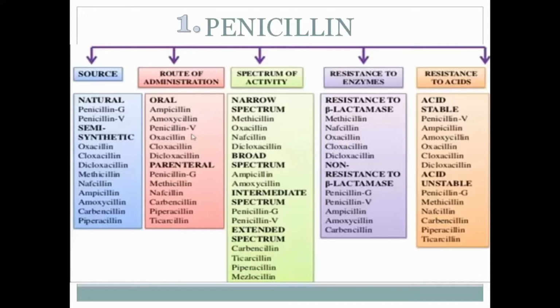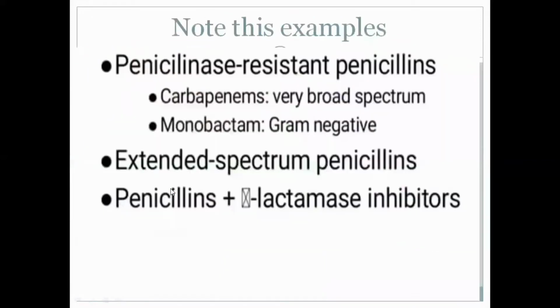Those which are resistant to acid are classified into 2: acid stable and acid unstable. At times they are called acid labile and non-acid labile. Penicillin V, ampicillin, amoxicillin, oxacillin, cloxacillin, and dicloxacillin are the acid stable types of penicillins. The acid unstable includes penicillin G, methicillin, nafcillin, carbenicillin, piperacillin, and dicloxacillin.